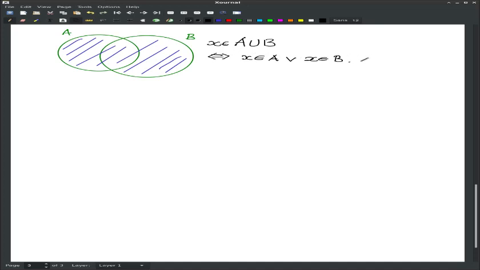Okay, and the way we understood our sets, it told us that there is no repetition, right? So an element over here appears in this A union B exactly once, right? Clear? Is it clear? Yes, Doc. It appears exactly once.